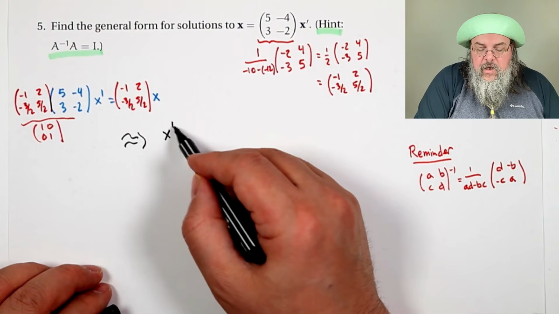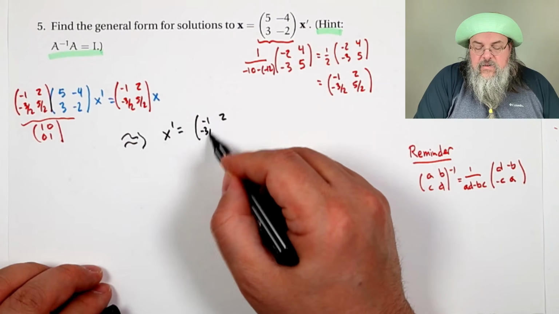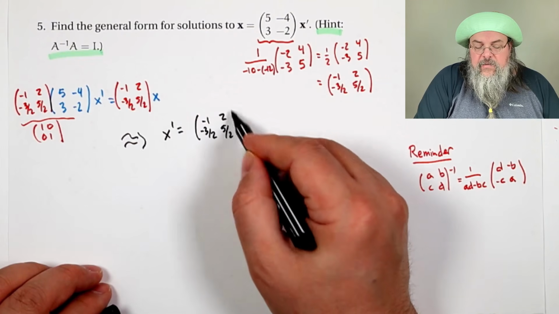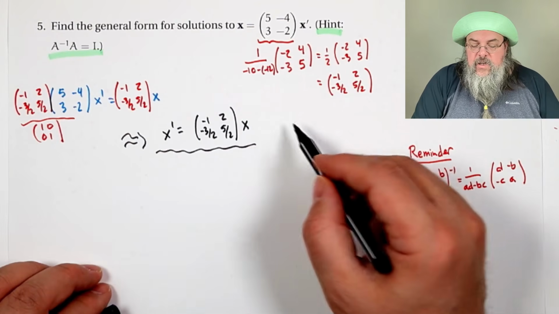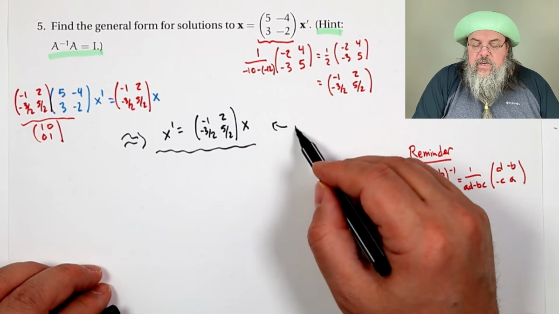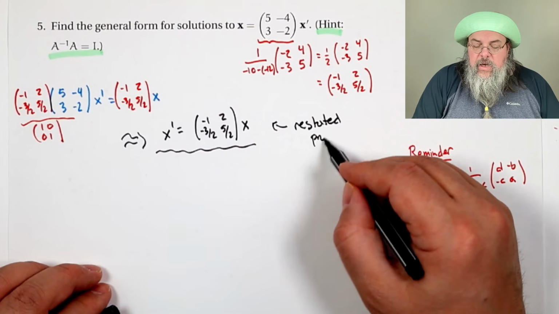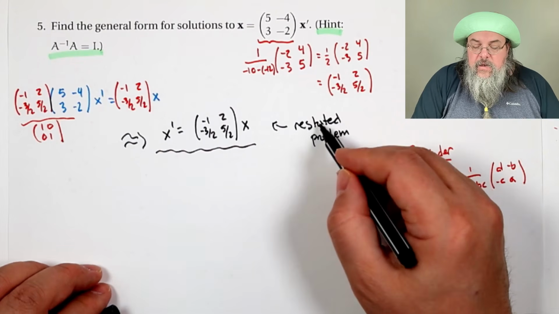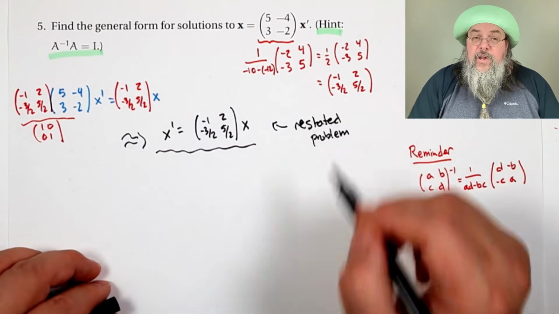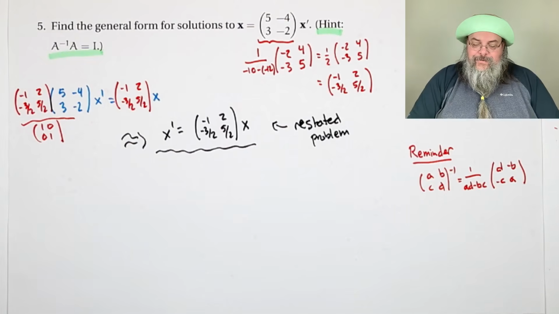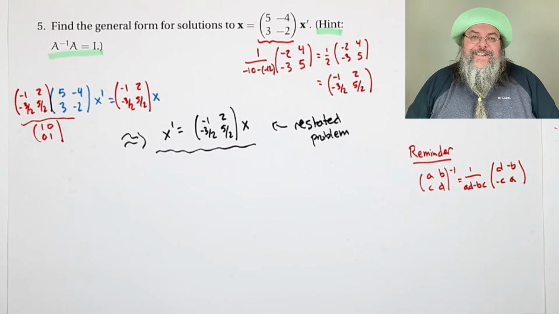X prime is minus 1, 2, minus 3 halves, 5 halves, x. All right, now this is not our solution. This is just our restated problem. But we've restated it in a way which we like. In other words, in a way that we're like, okay, now we have a plan. So, good. Well, what's our plan?